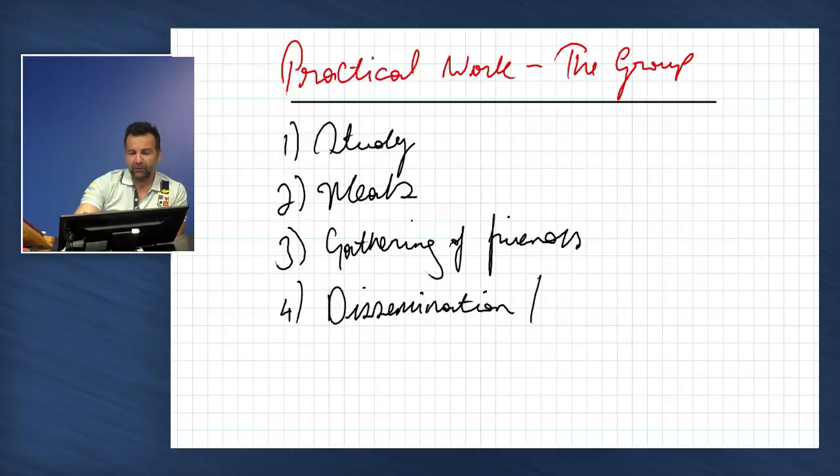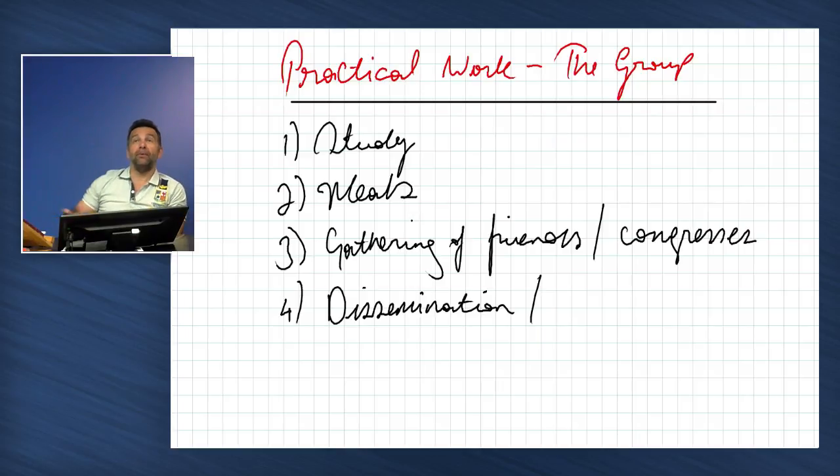Yes, all right, so these are the main activities that we have: study, the meals, gathering of friends, and dissemination. Gatherings of friends are also congresses, which, as you know, we've got one coming up in New Jersey. And we have a lot of mirror congresses all around Europe as well, also in Ghana and South Africa. These are times when we really come together. So these are the practical things we do in the group.